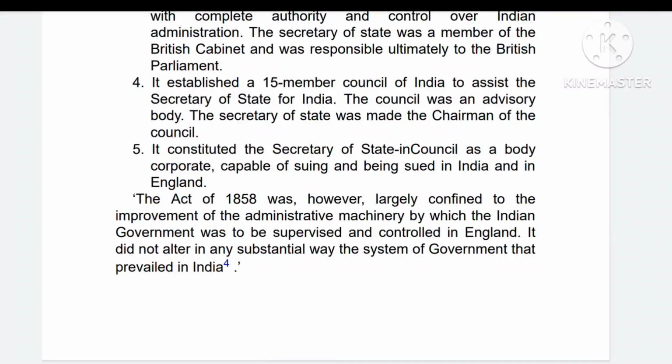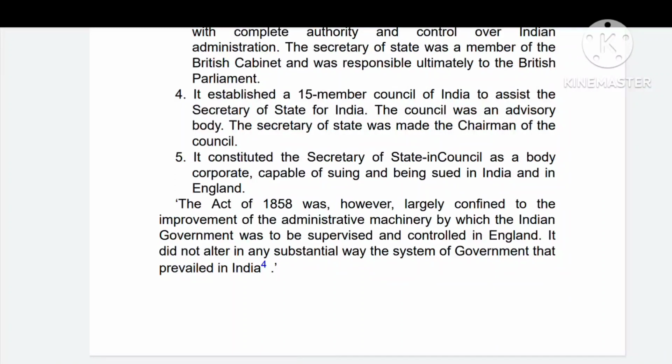The Act of 1858 was, however, largely confined to the improvement of the administrative machinery by which the Indian government was to be supervised and controlled in England. It did not alter in any substantial way the system of government that prevailed in India.